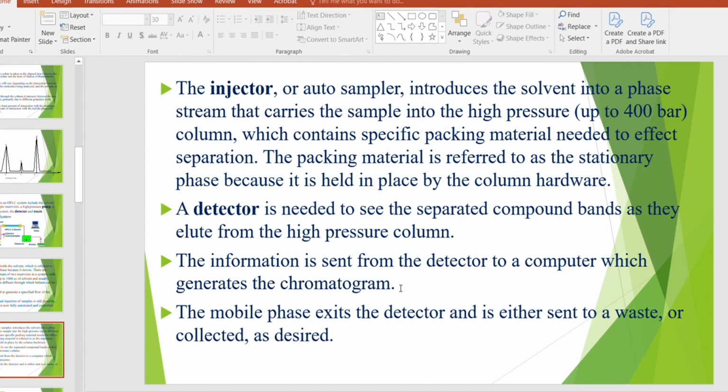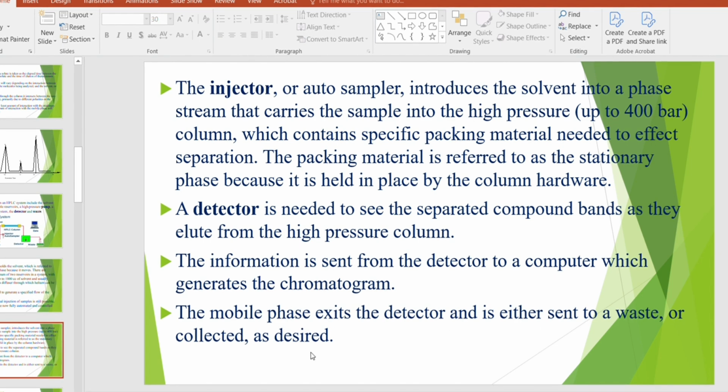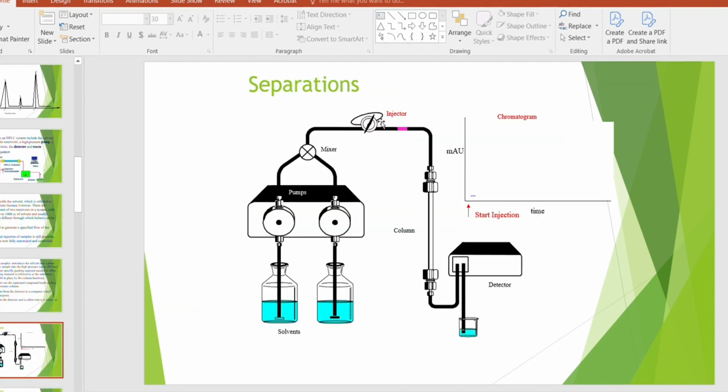The information is sent from the detector to the computer, which generates the chromatogram. You saw it earlier. Now the mobile phase exits the detector and is either sent to waste or collected as desired. Again, these are the parts of the HPLC: pump, mixer, injector, column, detector. This is the start of injection, so you can see there is no chromatogram.